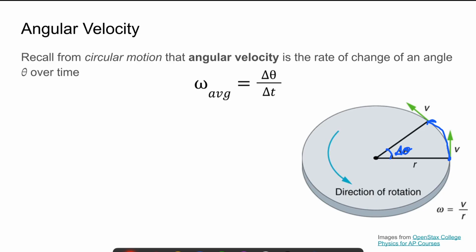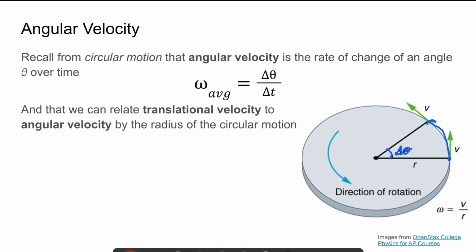In the past, we haven't had to talk about average angular velocity because in our circular motion unit, we only talked about uniform circular motion, meaning that the particles or the objects of the systems were undergoing circular motion, but they were maintaining the same speed the whole time. So they weren't changing their rotational or their angular velocity.